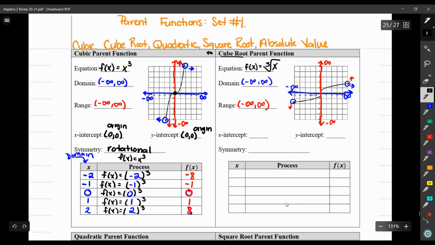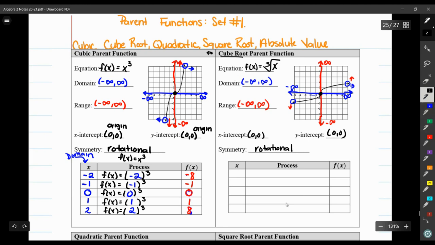Let's talk intercepts. So if we look at our graph, this also crosses at the origin at 0, 0. So that means the x-intercept and the y-intercept are the same. Now, since this is very similar to the cube function, this also has rotational symmetry. I can take this piece here, rotate it, and I end up with this piece. So this also has rotational symmetry.